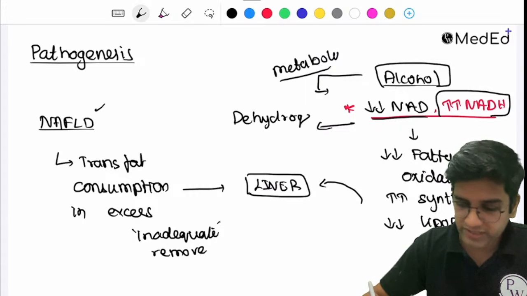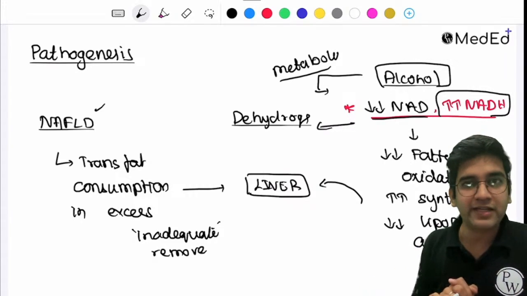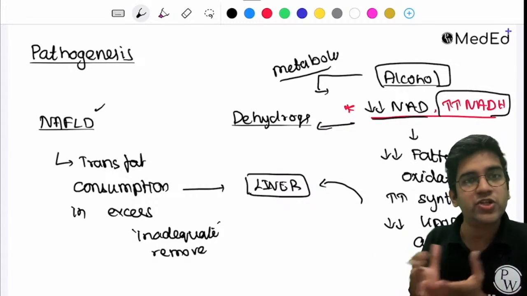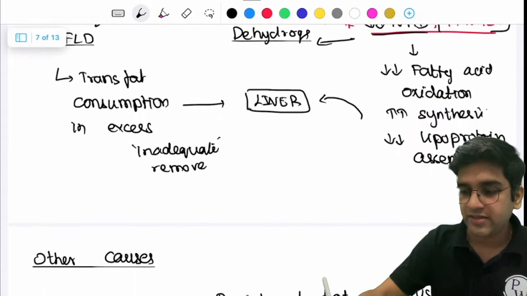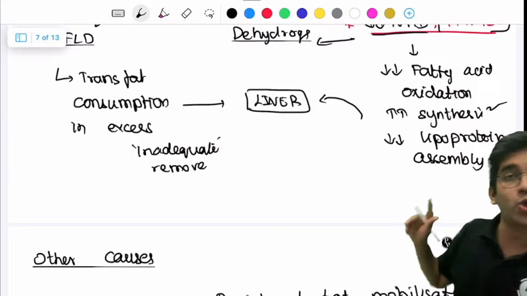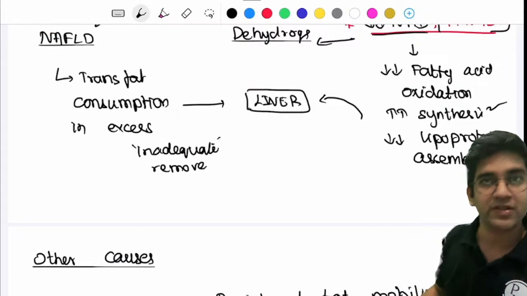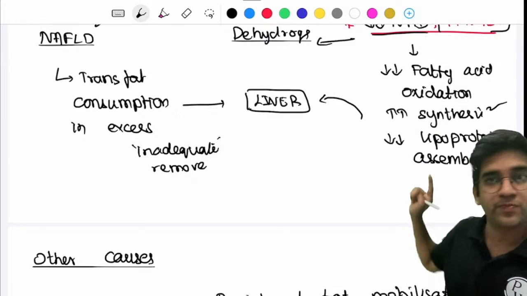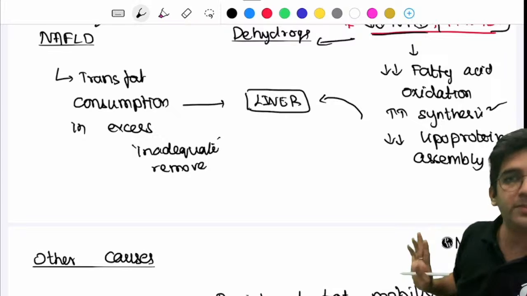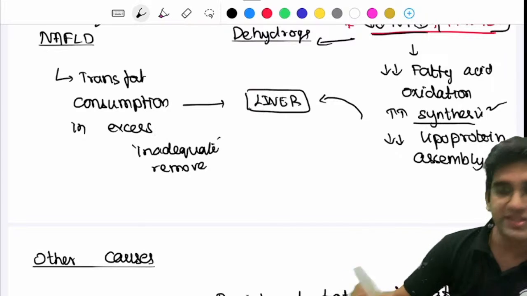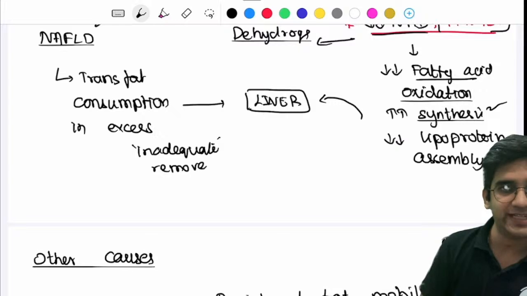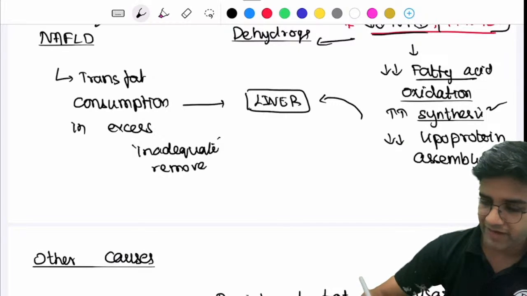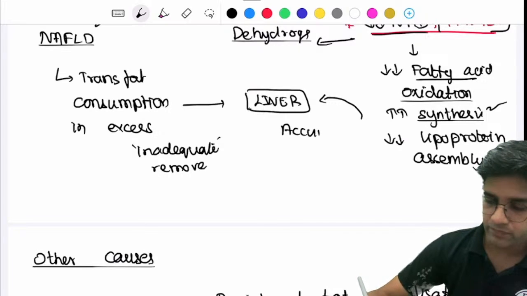When the dehydrogenase enzyme consumes this, automatically the NAD-NADH ratio will alter. If there is more and more NADH, the synthesis of fat will increase, because all these are cofactors for enzymes. Oxidation will reduce and lipoprotein assembly will be abnormal, right? So if you have more synthesis of fat and less beta oxidation of fatty acid, can I say the fat will accumulate in the liver?